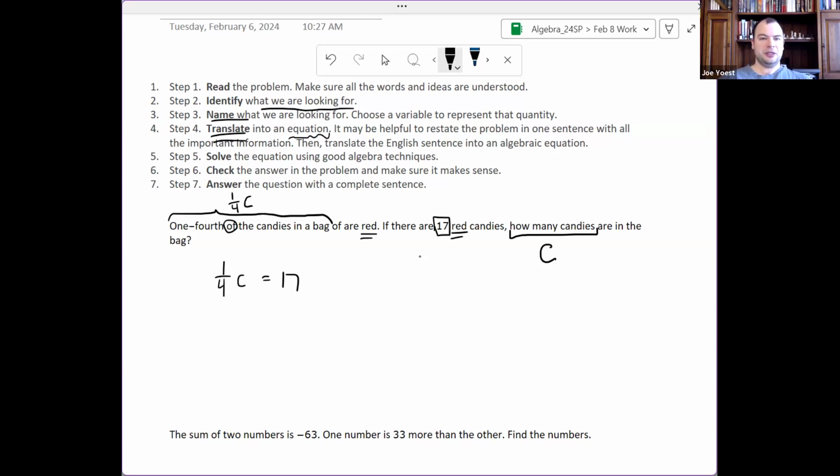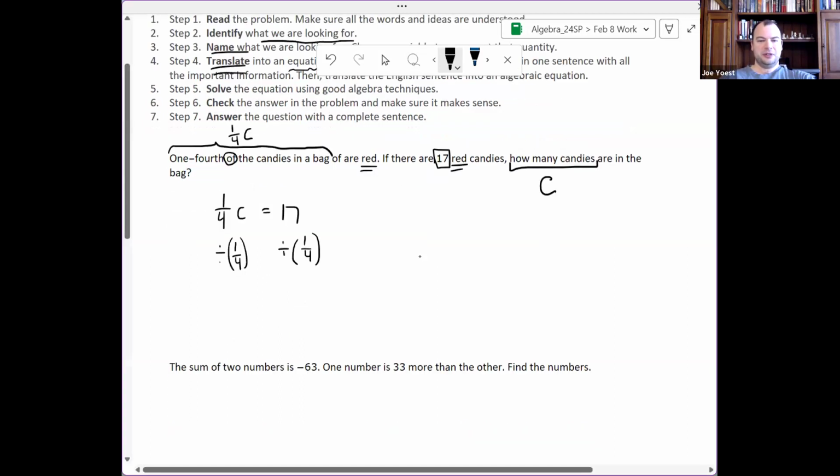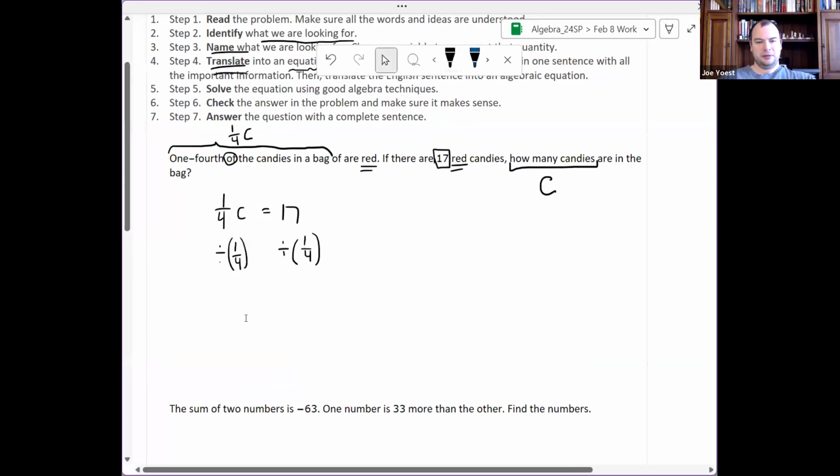Solve the equation. So at this point, we can really forget about the fact that we're dealing with a word problem. We can just go through our equation solving steps. We isolate the variable term. Well, that's already done. We isolate the variable. Divide both sides by 1/4. On the left, I just get C.